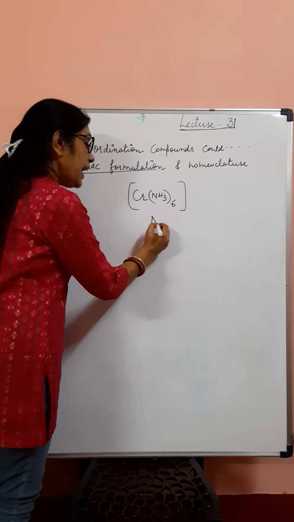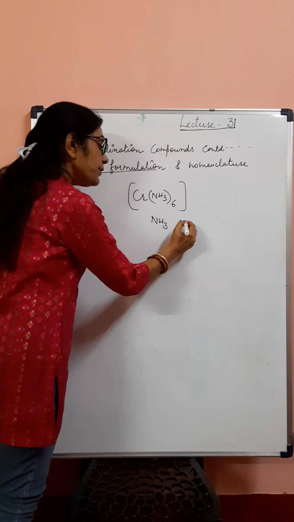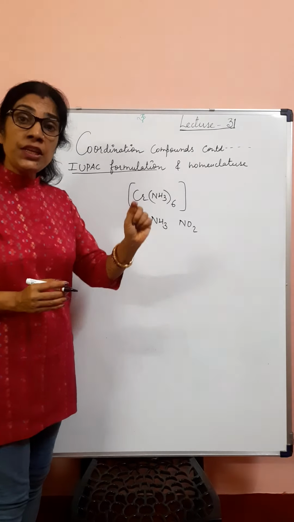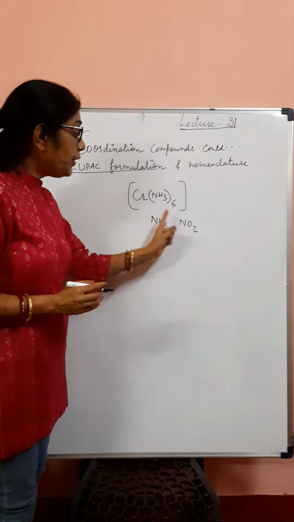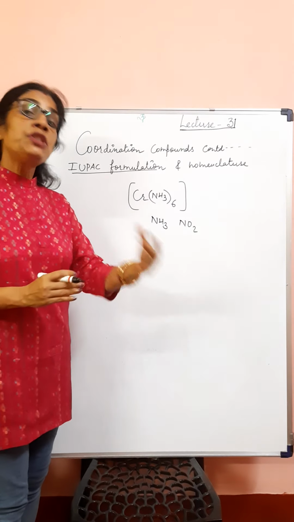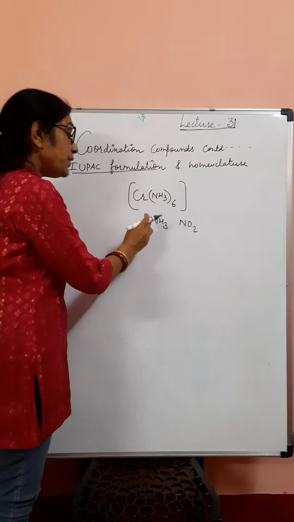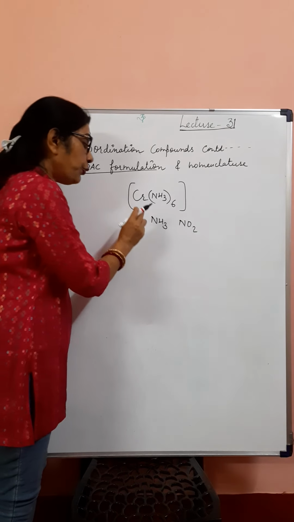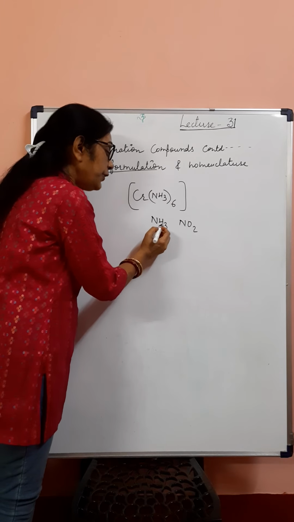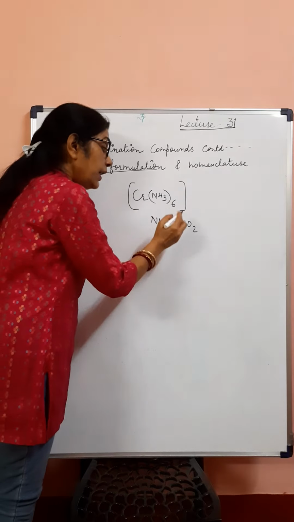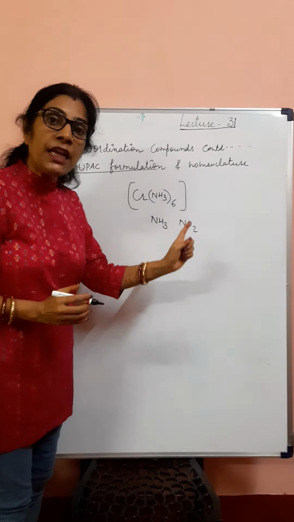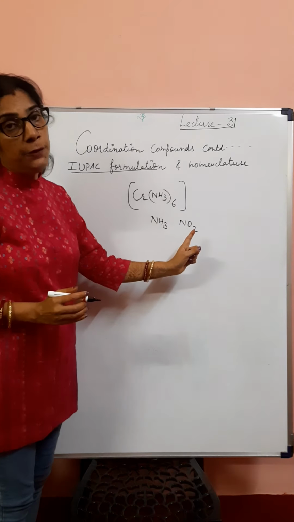But if the donor atom is the same, suppose ammonia is present and NO2 is present, in both cases nitrogen is the first atom or the first alphabet, then how are we going to assess and assign which is to be cited first? If such a case arises, then we would consider the next atom. In case of ammonia, after nitrogen, hydrogen is there, but in case of NO2, oxygen is there. So therefore ammonia should be cited first, followed by NO2.